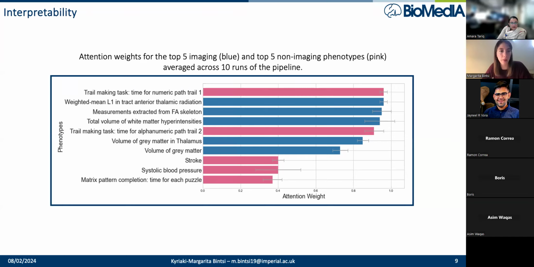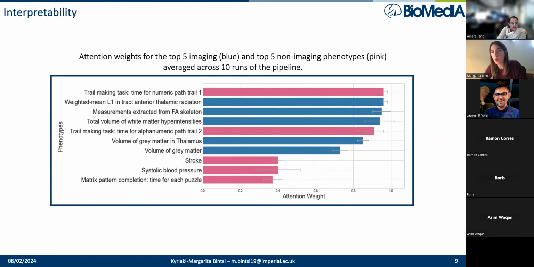Yeah, and the gray matter volumes were also important. These results are in agreement with the neurobiology literature. And I wanted to mention that we had plenty of non-imaging information.